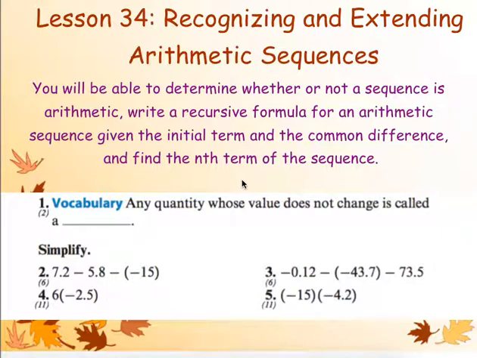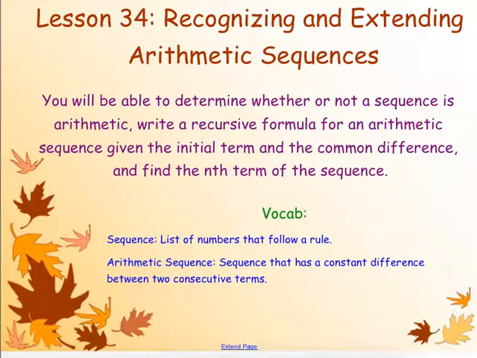Algebra 1 Lesson 34, we are looking at arithmetic sequences and being able to recognize them, extend them, and create formulas for them. So let's look at a couple different vocab terms. First, a sequence is a list of numbers that follows a rule. And an arithmetic sequence just has a constant difference between the terms, meaning we are adding something consistently or subtracting something consistently.